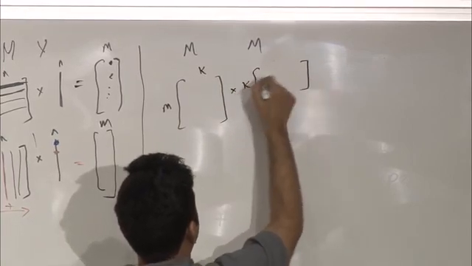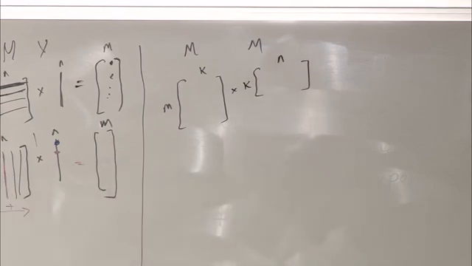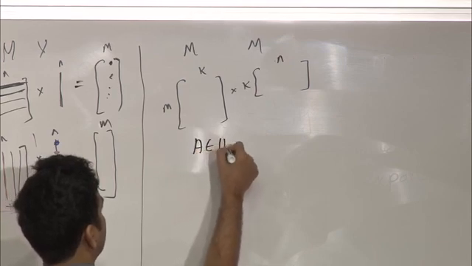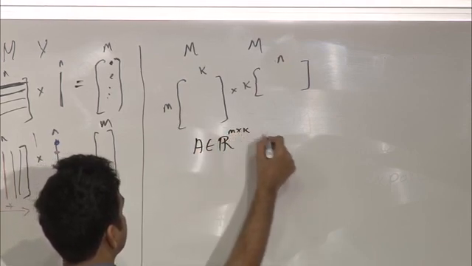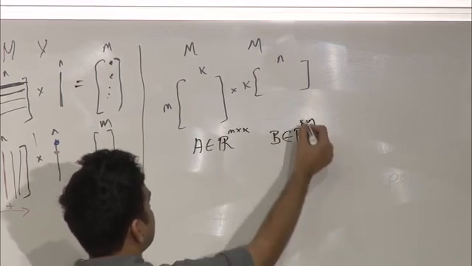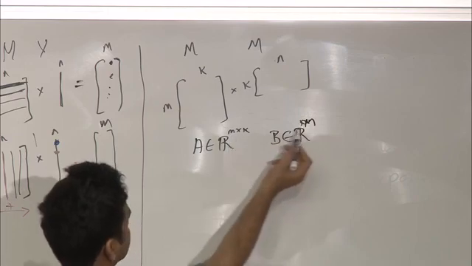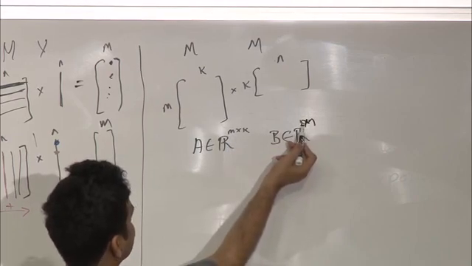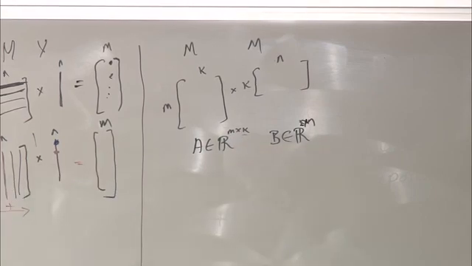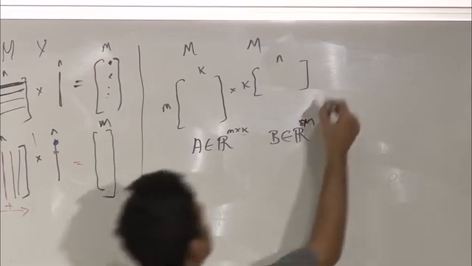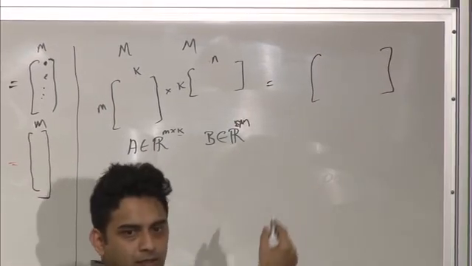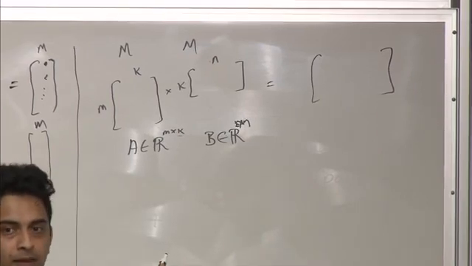k by n, right? In order to multiply two matrices, let's call this A in R m by k, and this B in R k by n. The second dimension of the first matrix and the first dimension of the second matrix should agree. These two should be the same. And then with this, you get a matrix of dimension what? M and N, exactly.